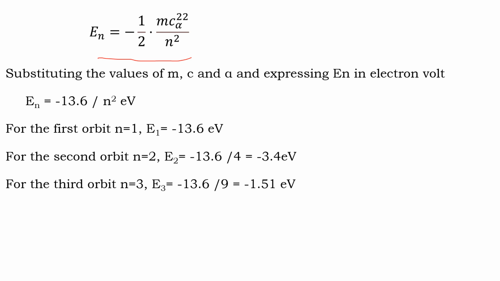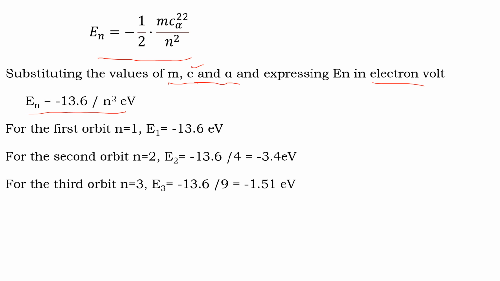Substituting the values of m, c and alpha, that is m as 9.1 into 10 raised to minus 31 kilogram, c as 3 into 10 raised to 8 meter per second, and alpha as 1 by 136, we get the value of the energy of the electron in the nth orbit. Expressing this energy in electron volt, En is equal to minus 13.6 by n square eV.